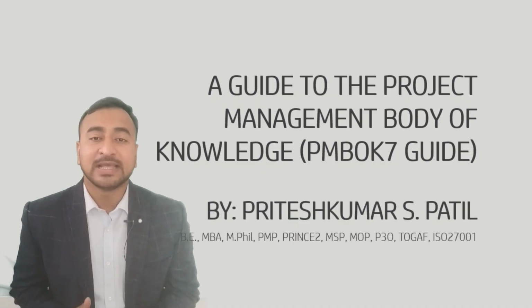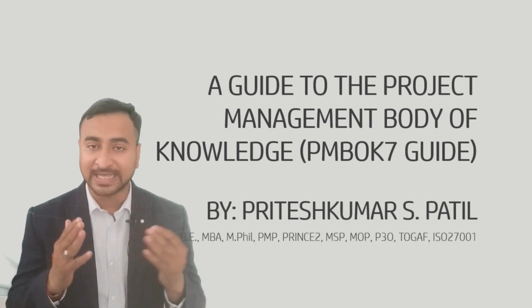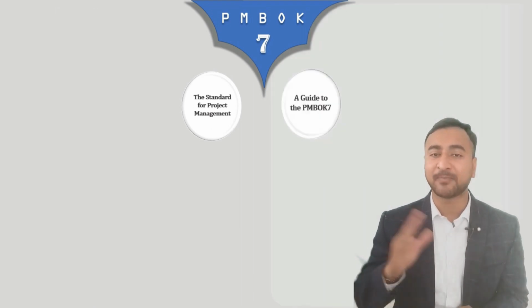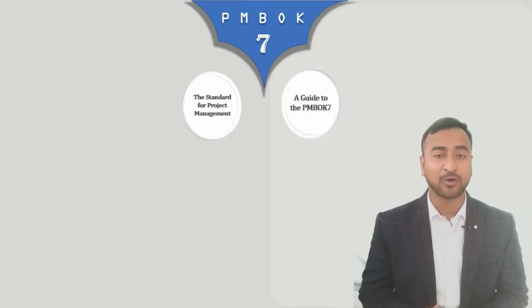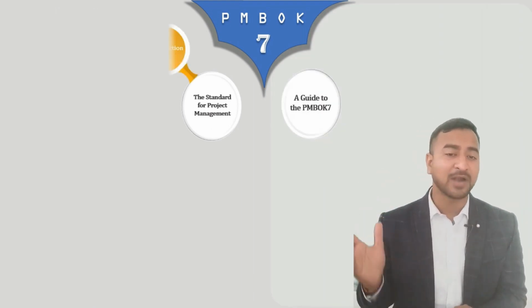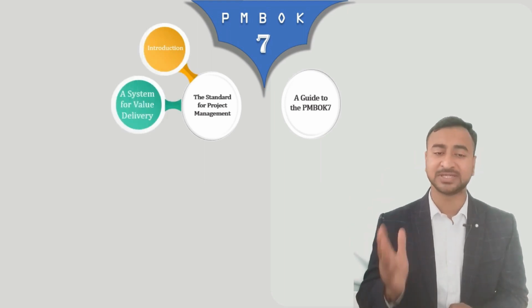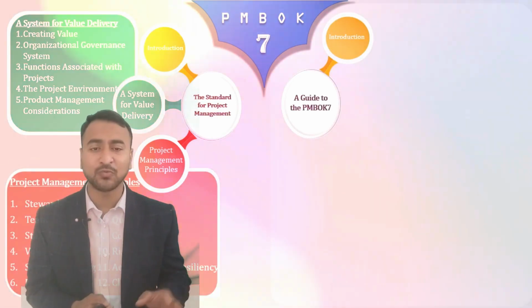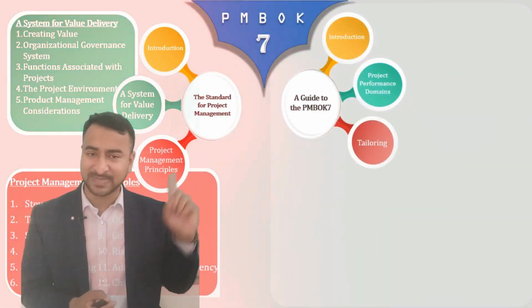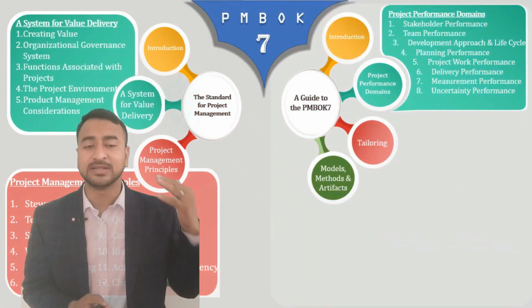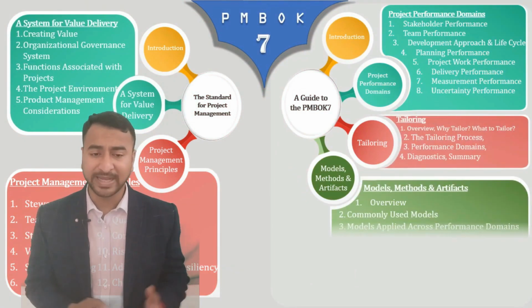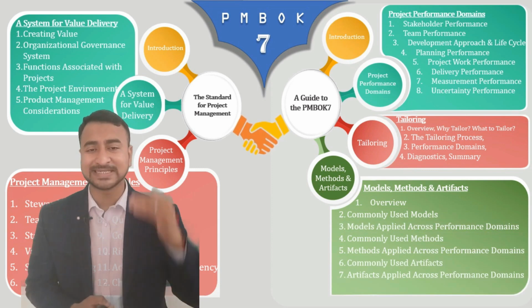The latest PMBOK 7 version has been divided into 2 parts. Part 1 is the standard for project management, and part 2 is the guide of PMBOK 7. In part 1 we already covered the introduction, the system for value delivery and all those things. In part 2 we are going to discuss specifically, as you see over here, the project performance domains, tailoring, models and methods, and many more things. So let's discuss one by one.